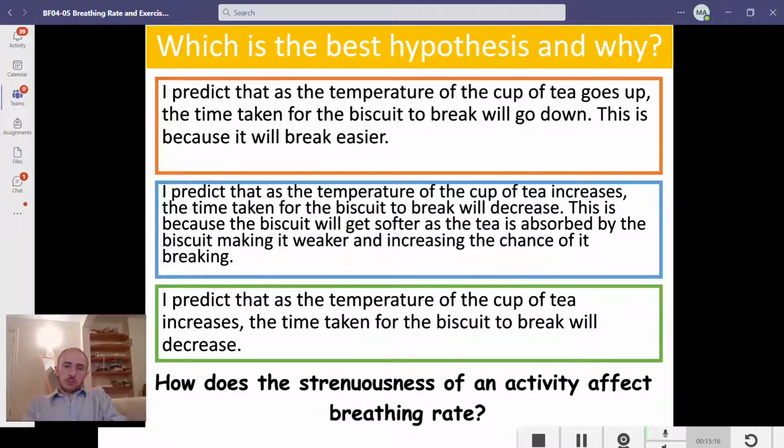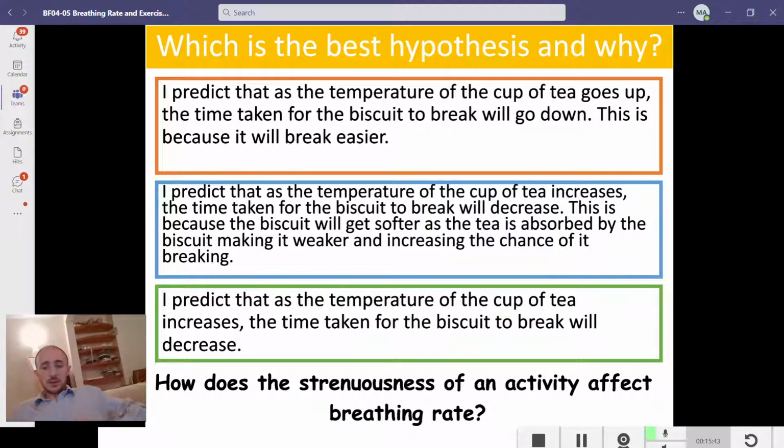I predict that as the temperature of the cup of tea increases, time taken for the biscuit to break will decrease, because the biscuit will get softer as tea is absorbed by the biscuit, making it weaker and increasing the chance of it breaking. That is a better hypothesis, because we've taken it back to some scientific reason why it's going to break easier. And then I predict that as the temperature of the cup of tea increases, time taken will decrease. Well, that's not a good hypothesis, because there's no scientific reason in there.